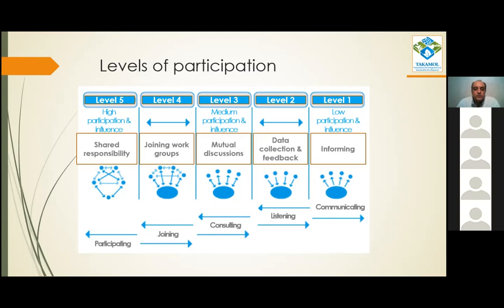But level 4, you make them join the work groups. And the highest level, you make them share the responsibilities. They will be responsible for producing some plans, of course, under your supervision as a facilitator, or you provide technical support in some parts as an architect or urban planner or whatever your specialization. But I mean, you share the responsibility with the community or the officials. So this is the highest level of participation that we want to reach.